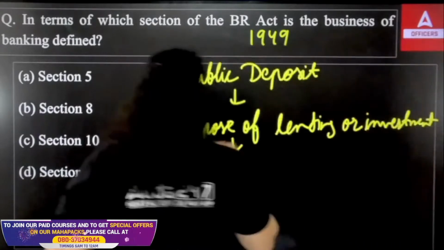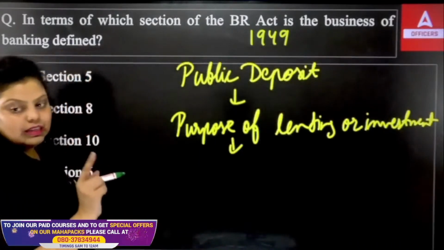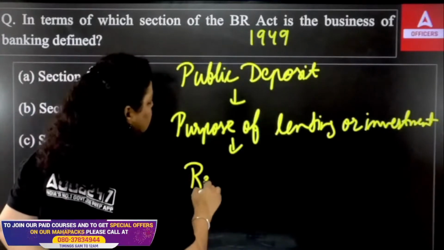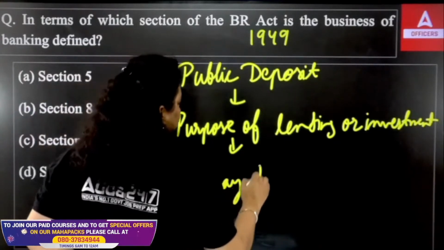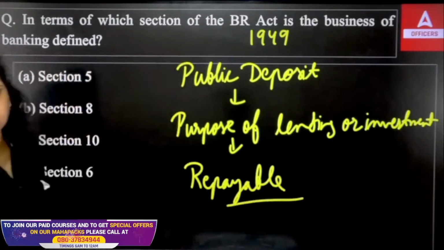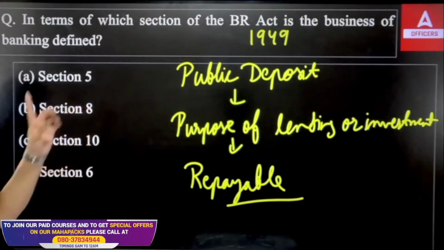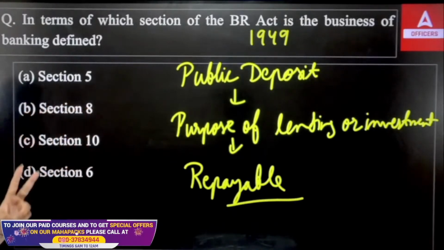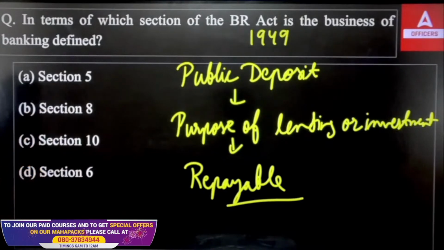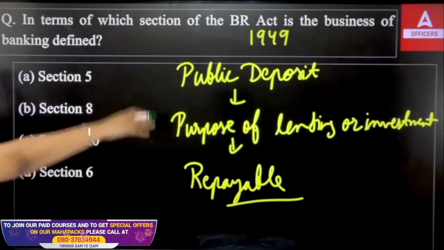Then the last one we have is that it will be repayable on demand. That is known as your business of banking. So first is accepting deposit from the public for the purpose of lending or investment, and that will be repayable on the demand of the customer. Now these are the business of banking.